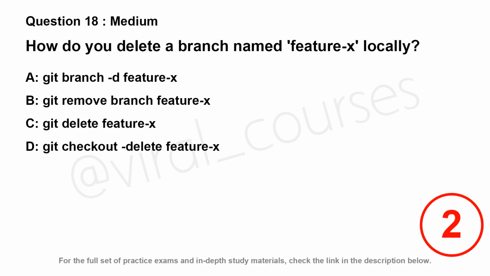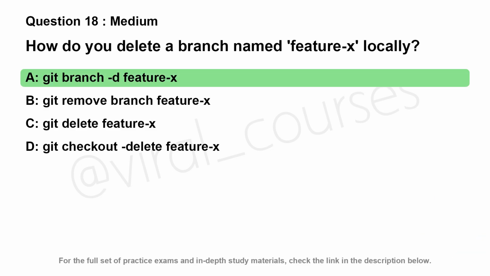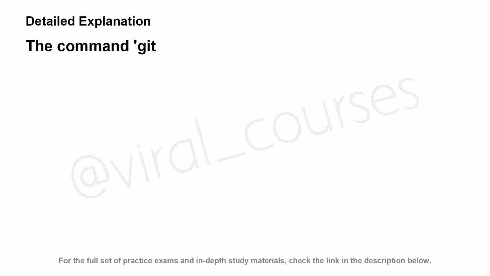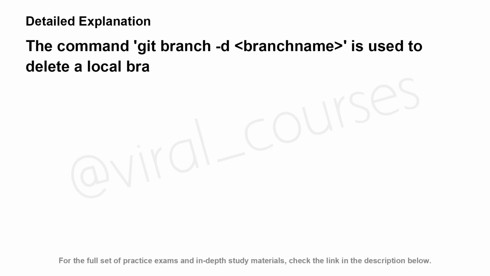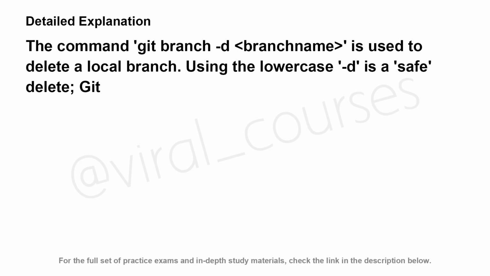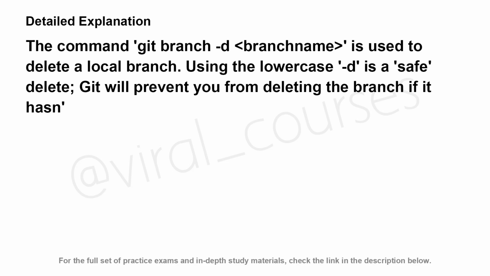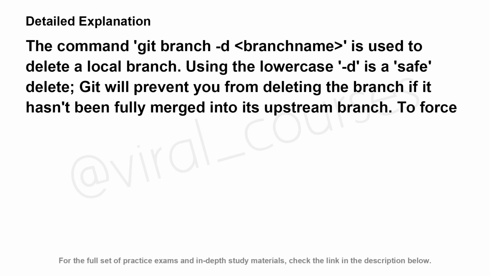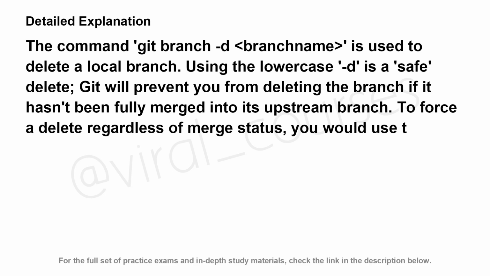The correct answer is A. The command git branch -d <branch-name> is used to delete a local branch. Using the lowercase d is a safe delete. Git will prevent you from deleting the branch if it hasn't been fully merged into its upstream branch. To force a delete regardless of merge status, you would use the uppercase D flag.